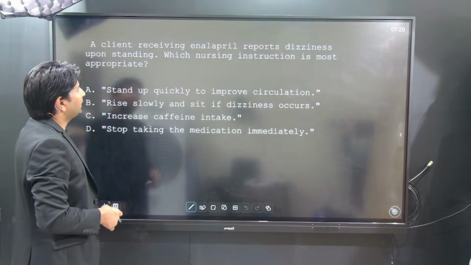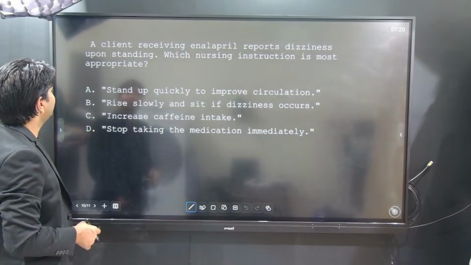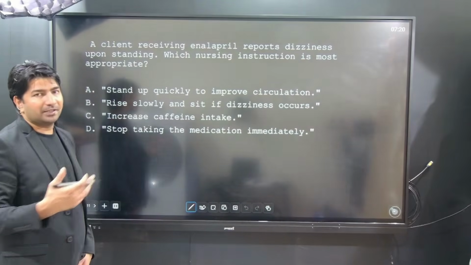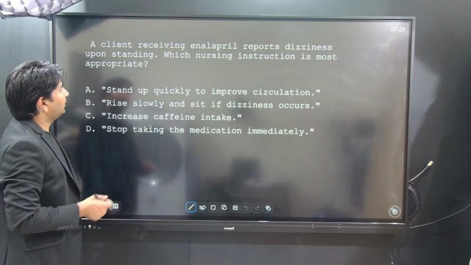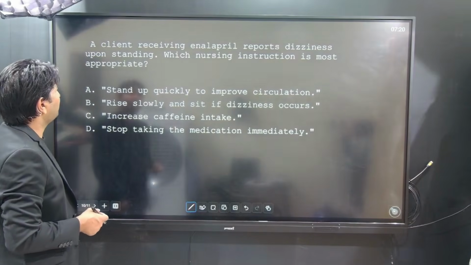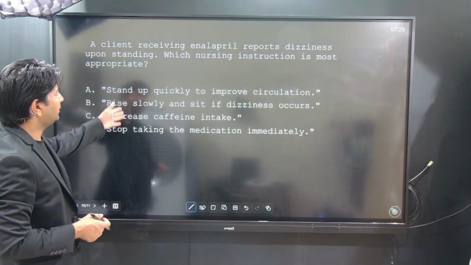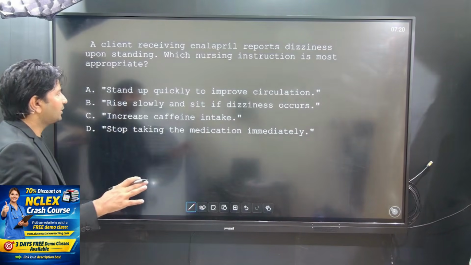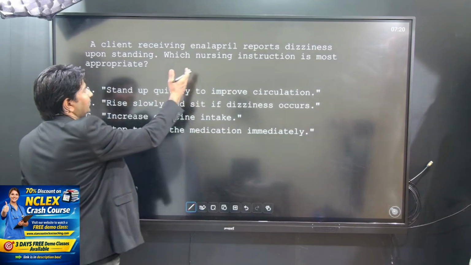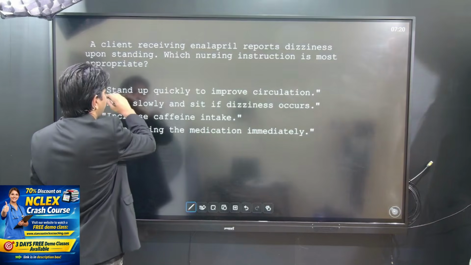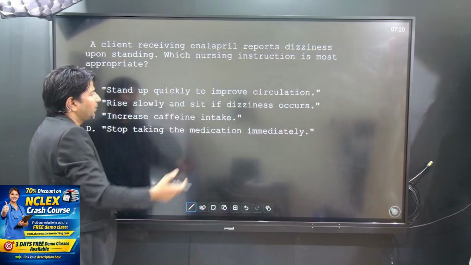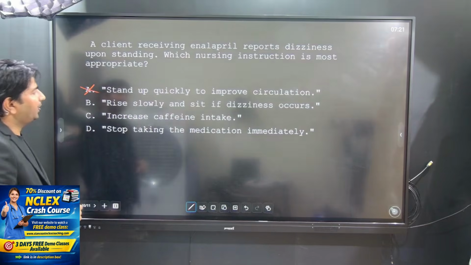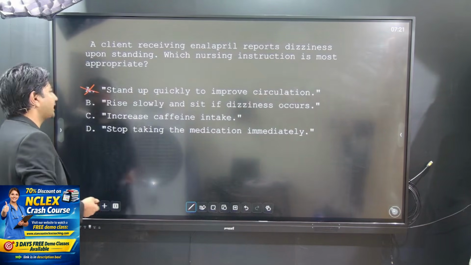A client taking Enalapril reports feeling dizzy when standing up. This means the patient experiences dizziness upon standing. Which nursing instruction would be most appropriate here? We need to identify the correct instruction. Standing up quickly to improve circulation. Quickly? No, they shouldn't stand quickly since they're already dizzy. If the patient stands up too fast, the dizziness will worsen and they might fall. So that's incorrect.